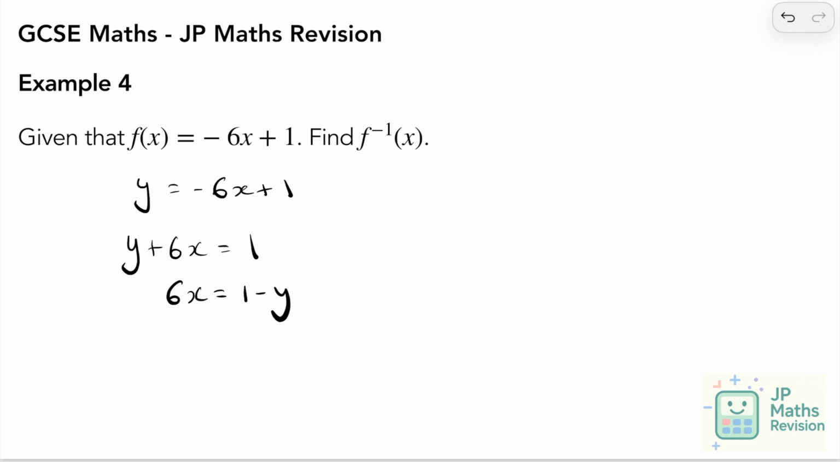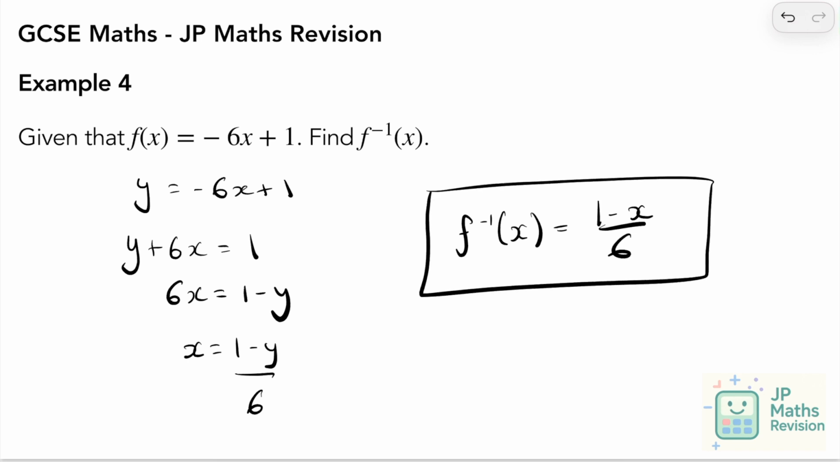And then dividing both sides by 6, we end up with x equals 1 minus y divided by 6. So the answer to this question, f to the minus 1 of x this time, is going to be 1 minus x over 6, because we then replace y with x. And that's the answer.